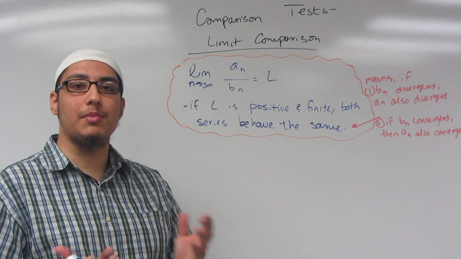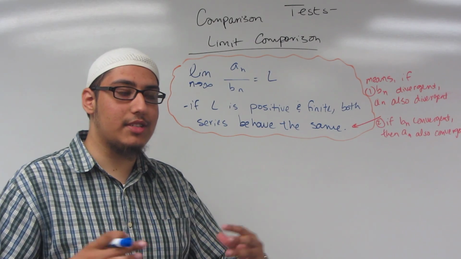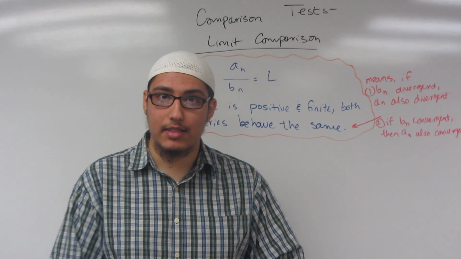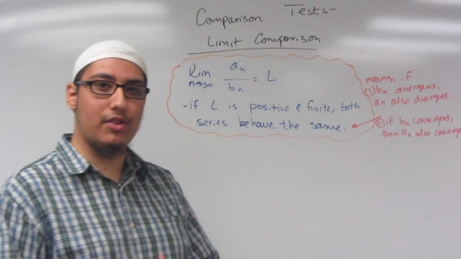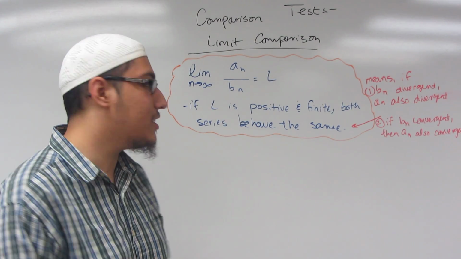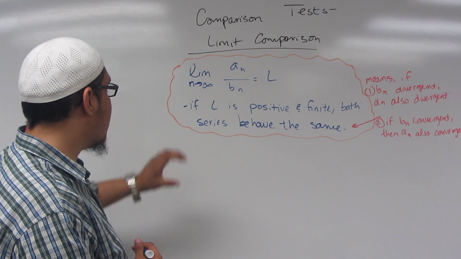Now, in the previous video, we went over the direct comparison test. Well, sometimes the direct comparison test can fail. In other words, if your series is not smaller than a convergent and it doesn't converge, or the other way around, then the test would fail. If you don't know what I'm talking about, take a look at our video about the direct comparison test. Now, the limit comparison test is the other type of comparison test.